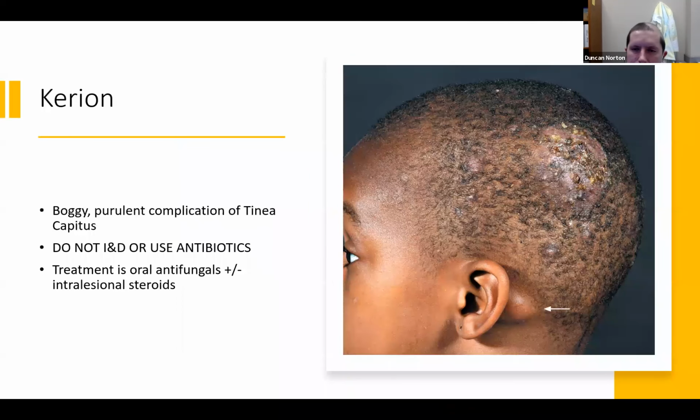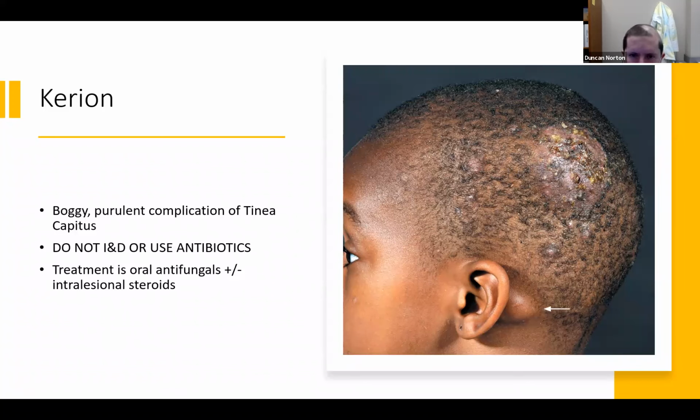A complication that you can get from tinea capitis is a kerion. It looks nasty. It can be purulent. It's very boggy. It is not an abscess. So do not I&D this. Don't use antibiotics. The treatment is still oral antifungals, but you may have to do intralesional steroids to help calm down the inflammation. Again, do not I&D this. It can be very disconcerting to patients. They can have self-esteem issues. They can also be subject to bullying. So if it's really bad, try getting them into derm to do the intralesional steroids.